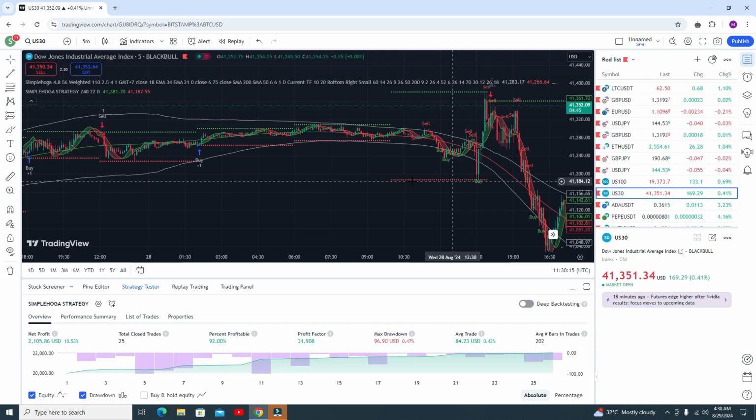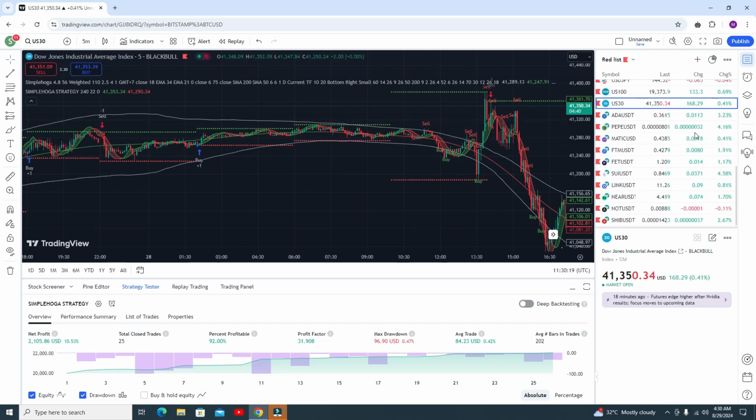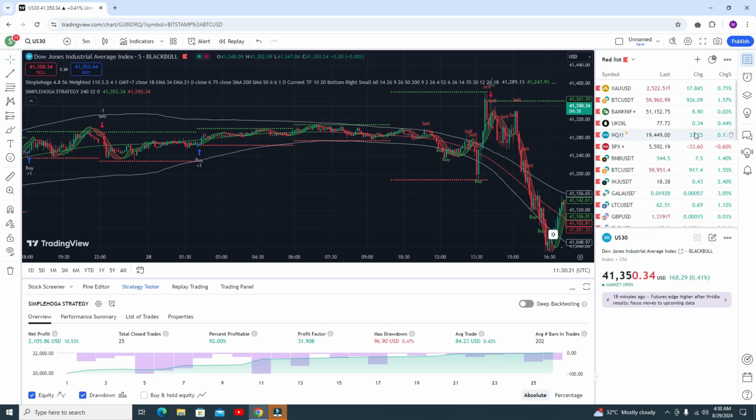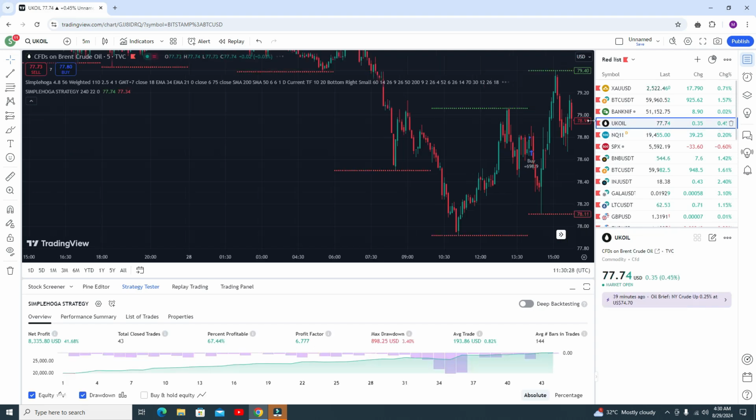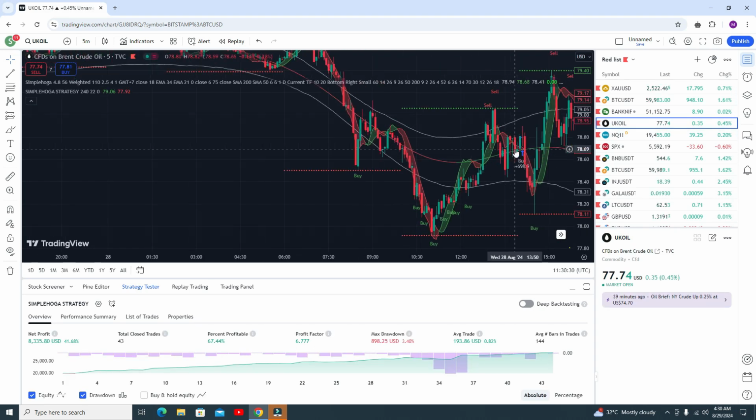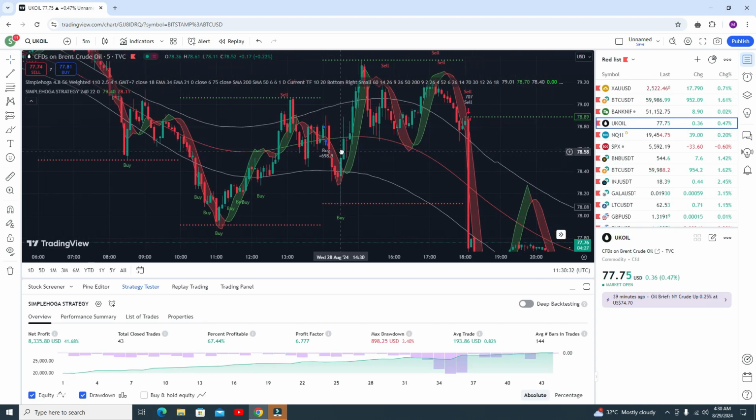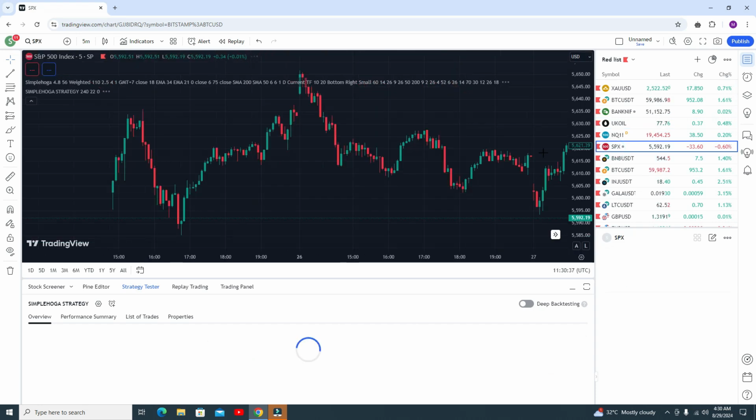Okay, this is the most accurate signal, and I have shown you all the details using different pairs. It works on all pairs, like UK oil and Bank Nifty, and everything. It will work on all pairs. As an example, SPX.